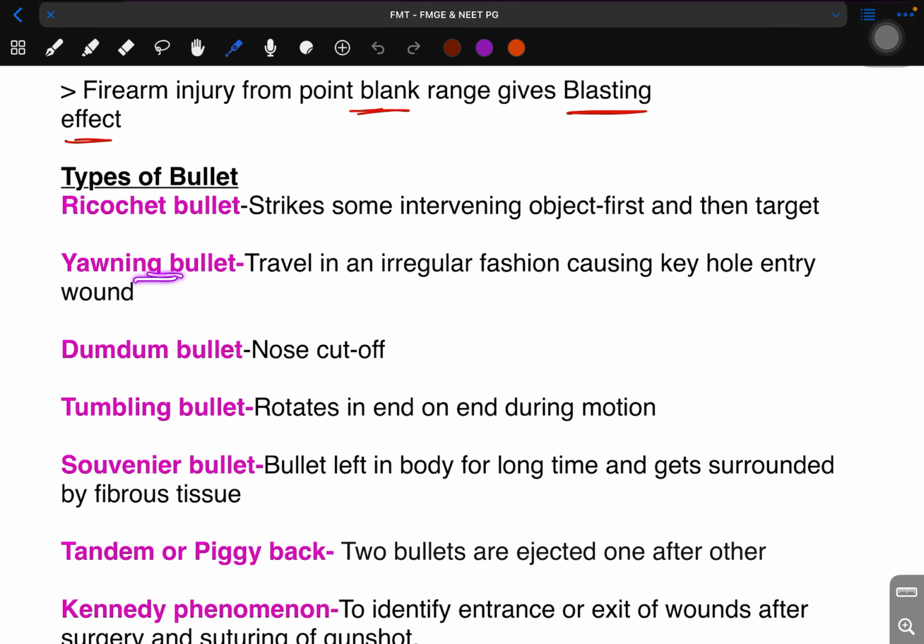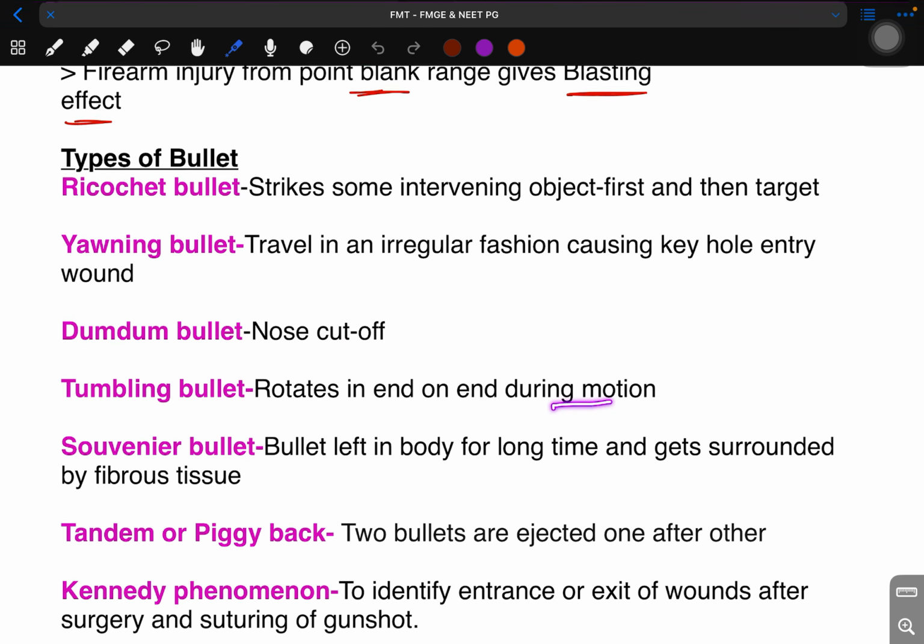What is a yawning bullet? It will travel in an irregular fashion, causing keyhole entry in the wound. So keyhole entry is the characteristic. What is a dum-dum bullet? It's a nose cut off bullet. What is a tumbling bullet? It means the bullet will rotate end on end during motion. It will rotate around itself during motion.